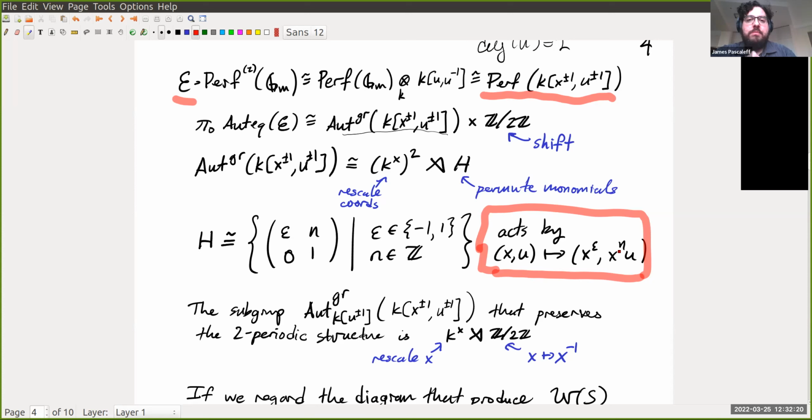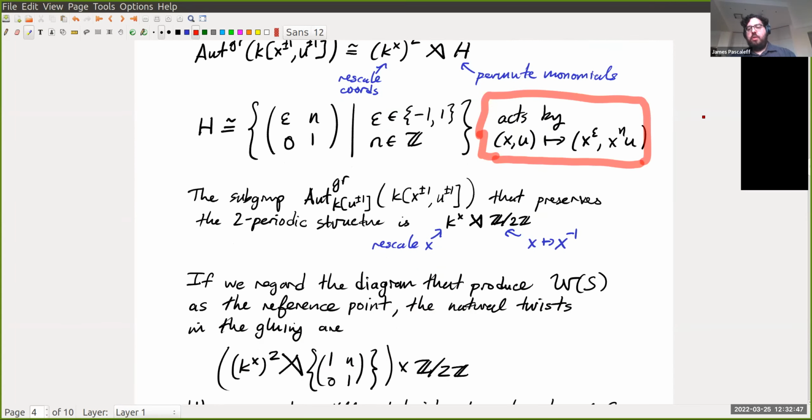Now, the subgroup that preserves the two-periodic structure is actually much smaller. So all you can do is rescale x and send x to x inverse. So there's a much smaller autoequivalence group if you require them to be two-periodic. Okay, but I'm not actually requiring that right now.